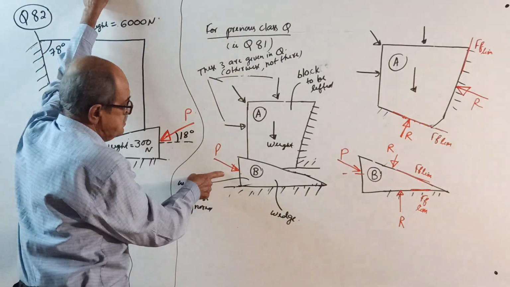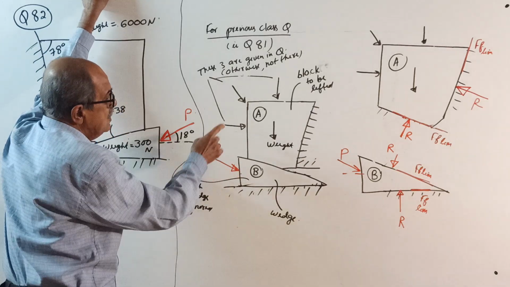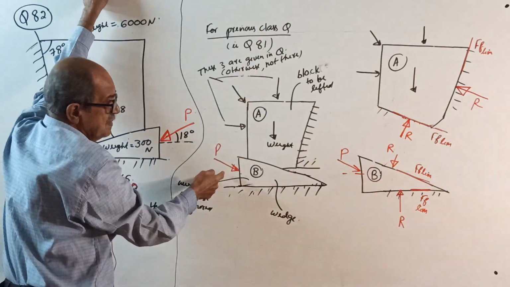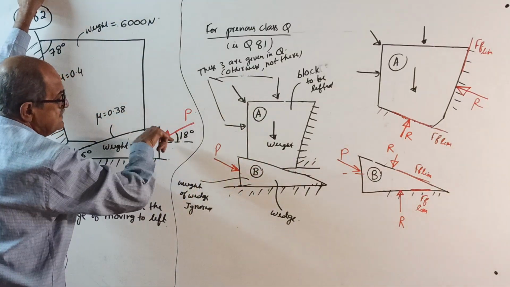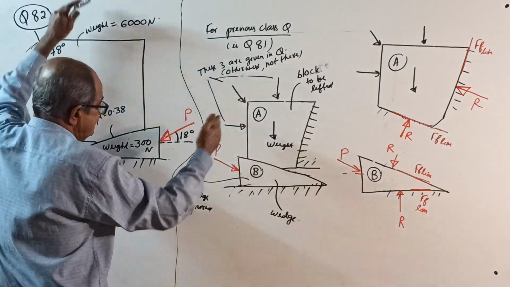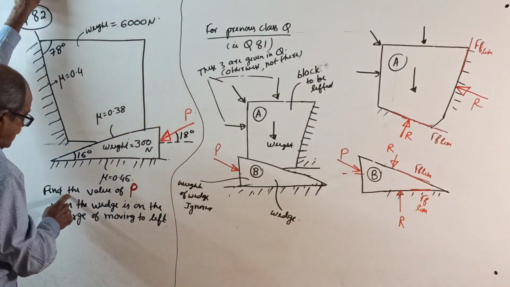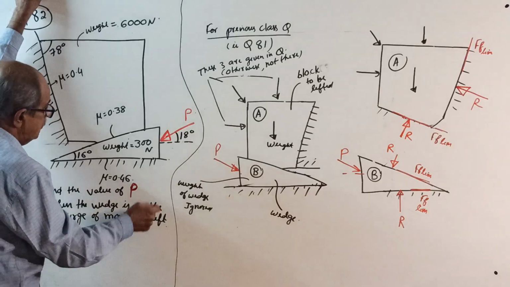Last time I asked you to find the least value of P to lift the block up. That is limiting. Today also the same thing. Last time the wedge was moving this way. Now reverse, this way. Find the value of P when the wedge is on the verge of moving to the left.